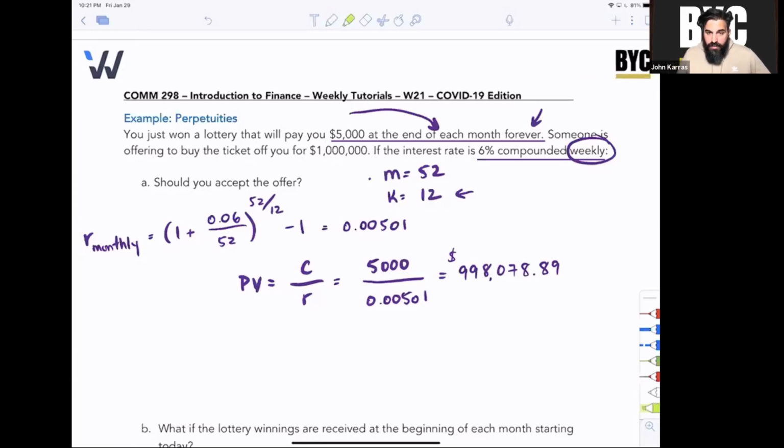So what we found is that this lottery ticket today actually has a value of 998,000. Somebody's offering you $1 million. So you should sell. Because they're offering you more than the value of the lottery ticket, more than the value of your winnings.